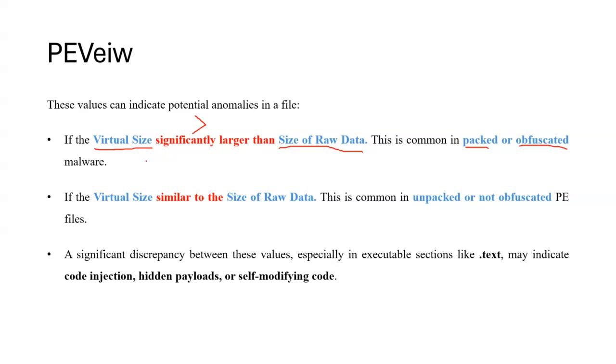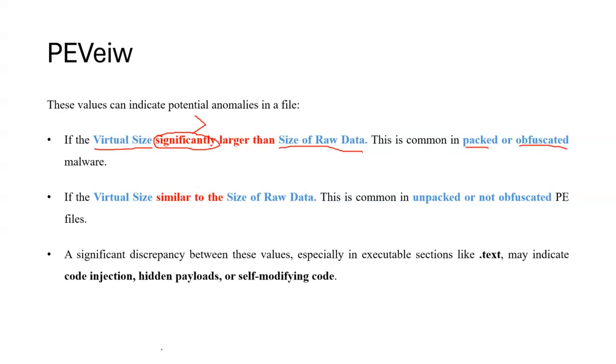But if the difference is not much, just a little, let's say the virtual size is 12,000 but the raw data is 12,001, this is not much. That's why we use the word significantly. The difference must be so large. For example, if the virtual size is 12,000 but the raw data size is 20,000, that is significant. It's too much of a difference. That means something is being packed in it.